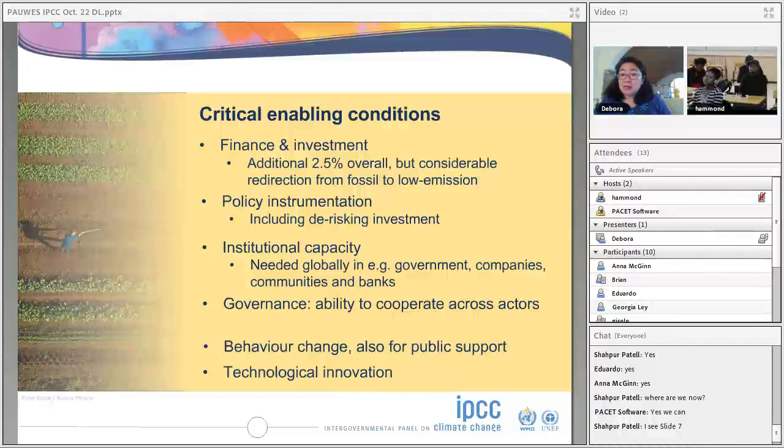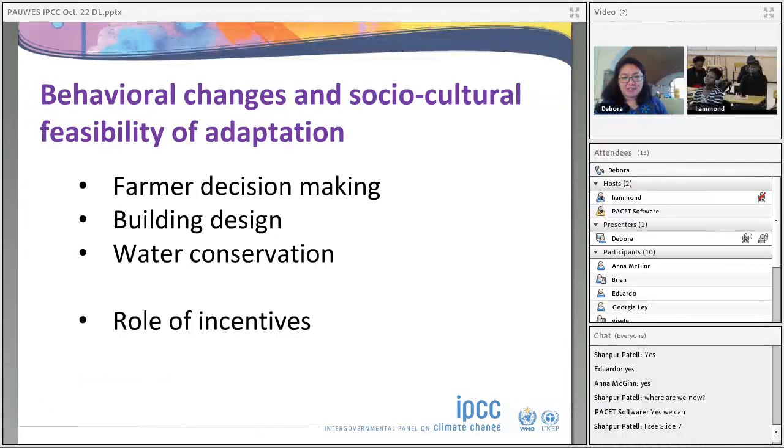There needs to be improved governance, which is the ability to cooperate across actors. Behavioral change, which also includes public support. This also means that actions to get to 1.5 C can also be taken at the individual and community levels, that each one of us has a very important role to play in achieving this goal. And lastly, we have technological innovations.